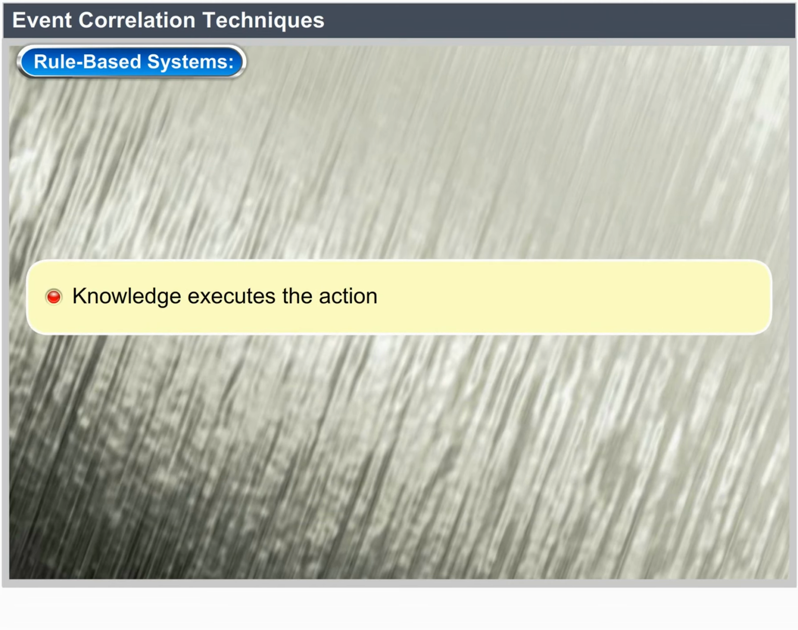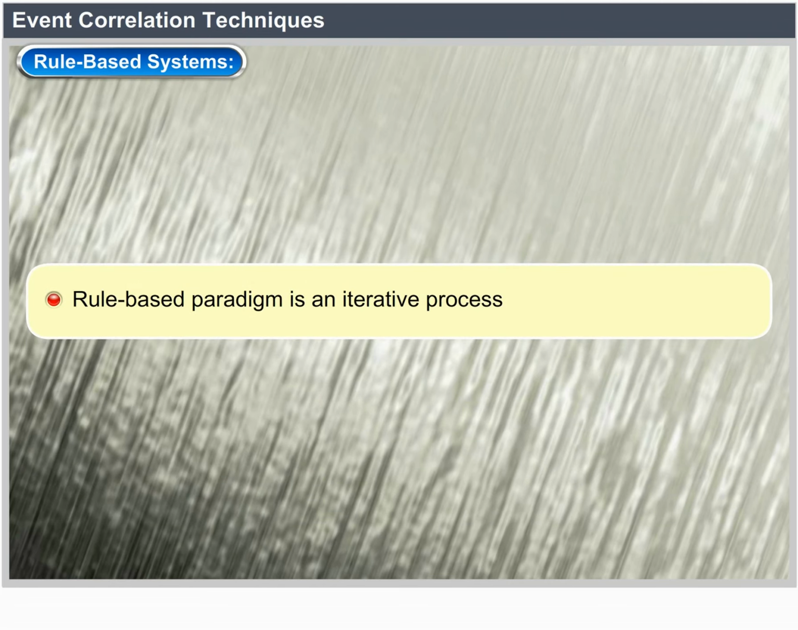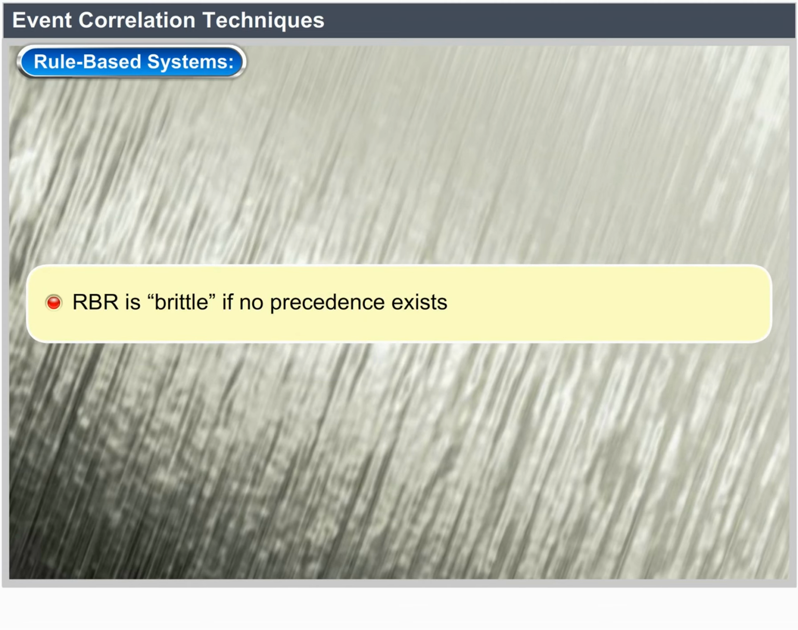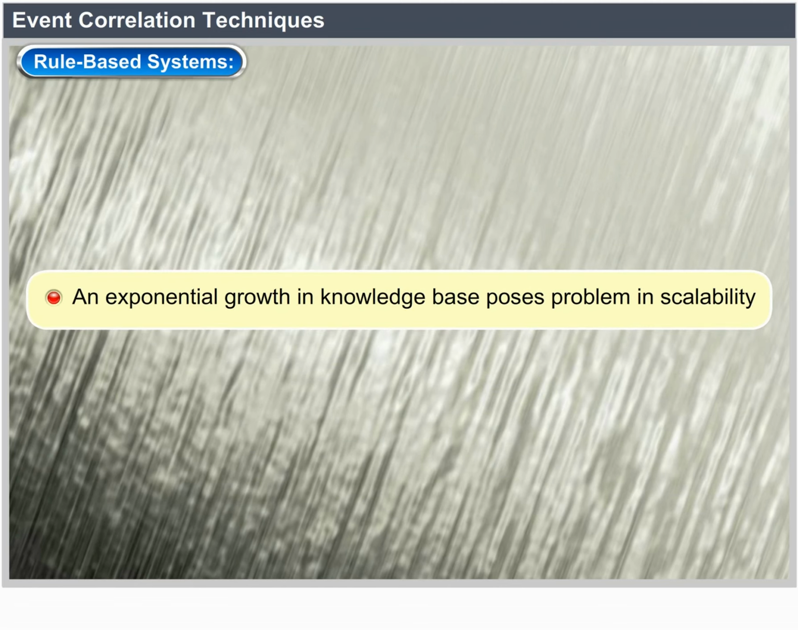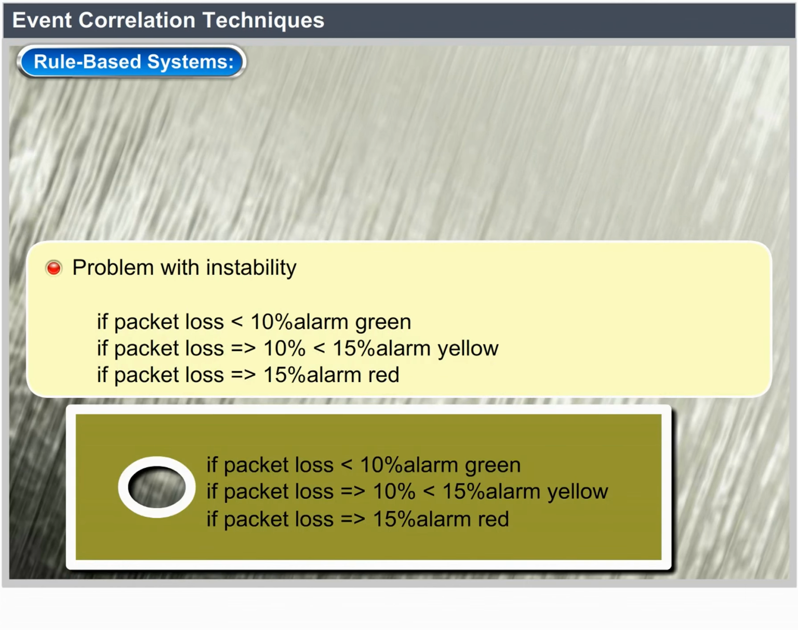The knowledge base executes the action. The rule-based paradigm is an iterative process. RBR is brittle if no precedence exists. An exponential growth in the knowledge base poses a problem in scalability, and a problem with instability.